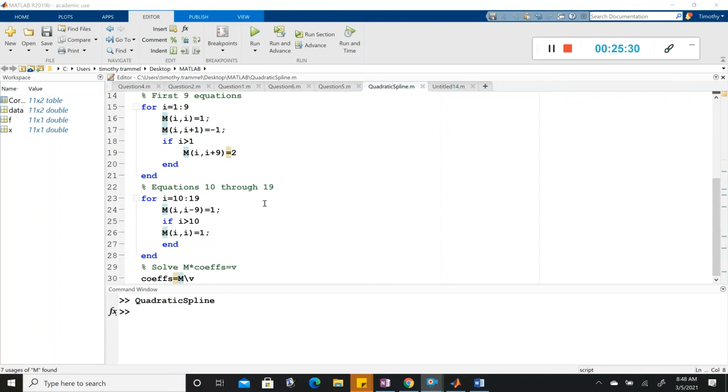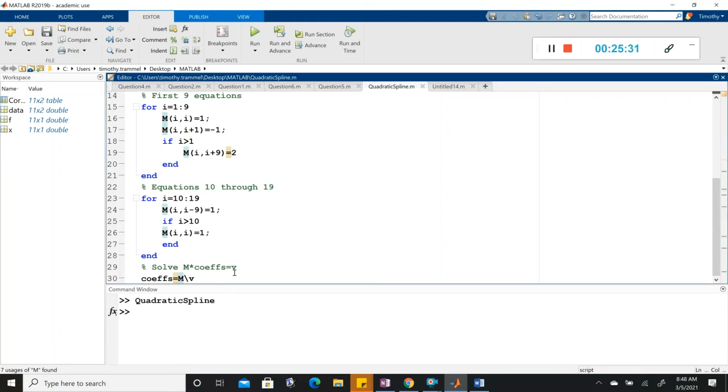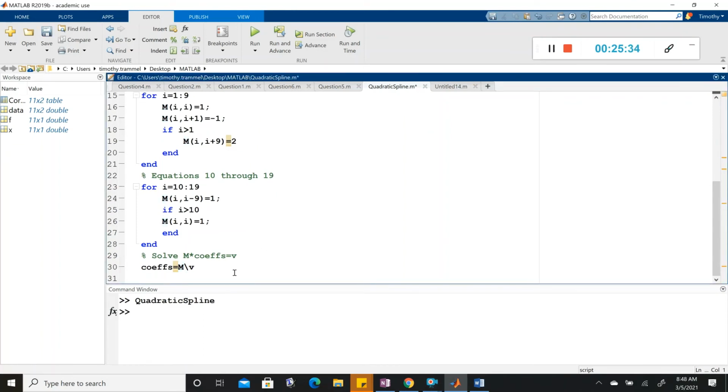Let's go ahead and assign which one of these coefficients are a's, which ones are b's. So let's maybe start off with the b's here. So b should be equal to coefs, and this should be what elements 1 to 10.